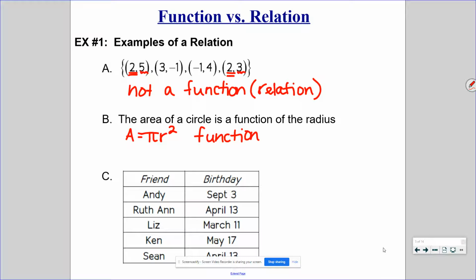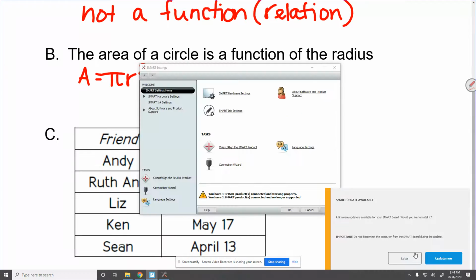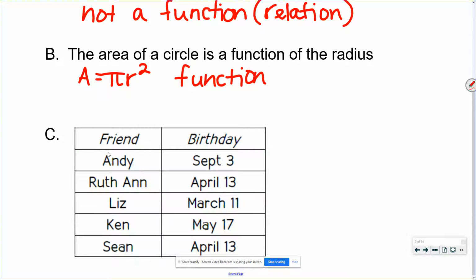Okay, last one here. Let me scroll down. This is a table. So we have friends and we have their birthday, or people's names and their birthday. So if this is a function, that means every time you look at a name, there's only one output, which is the case, because if it was not a function, that would mean like Andy has 2 different birthdays, which would be cool, but it's also not possible. So this one is a function because each person has only one birthday.